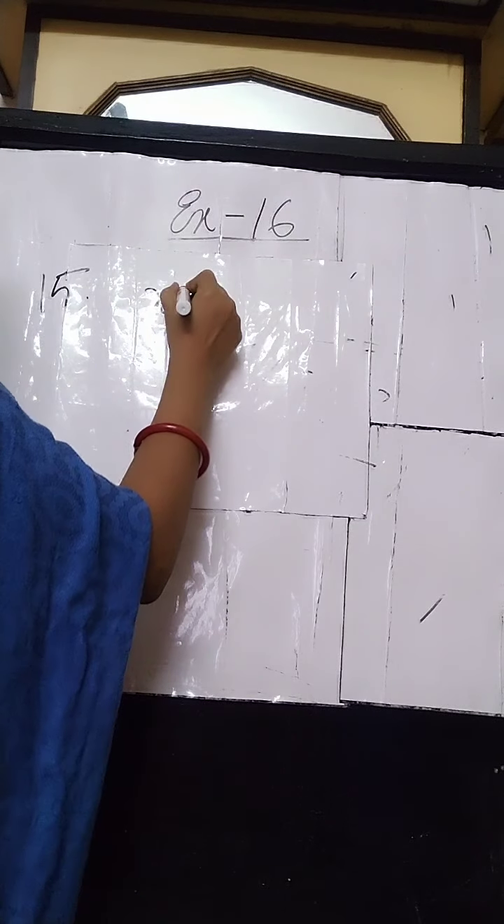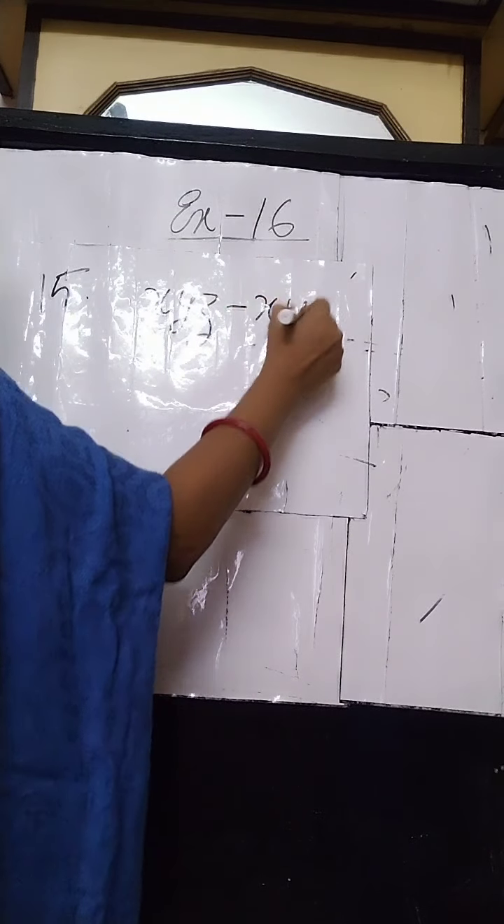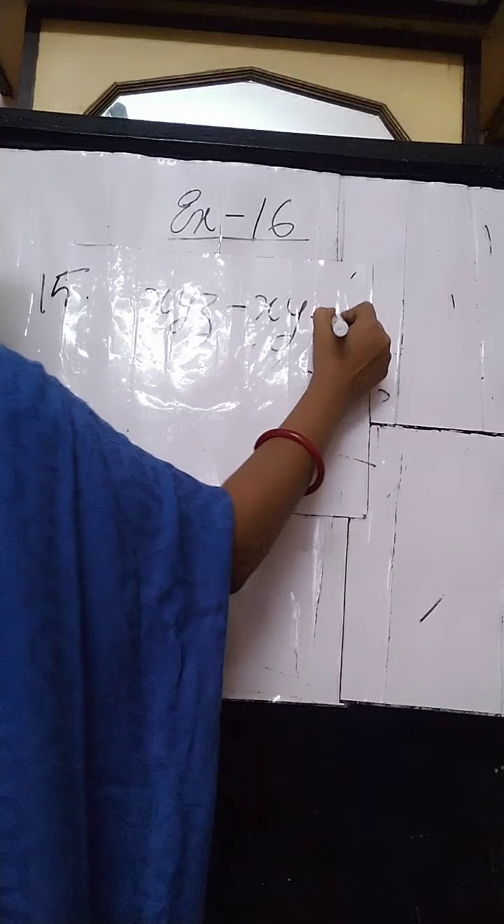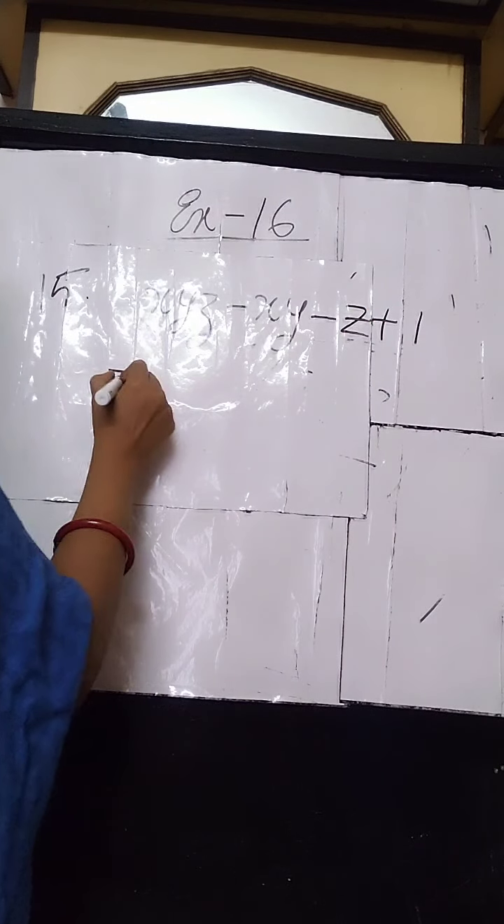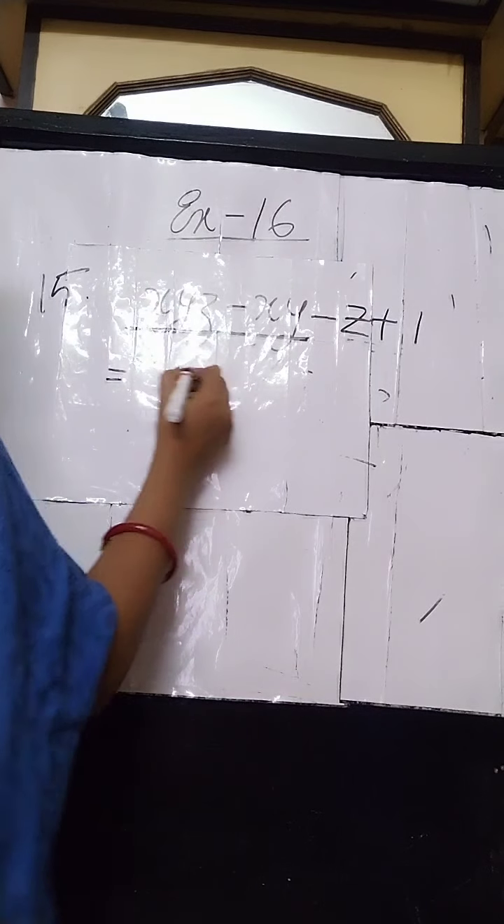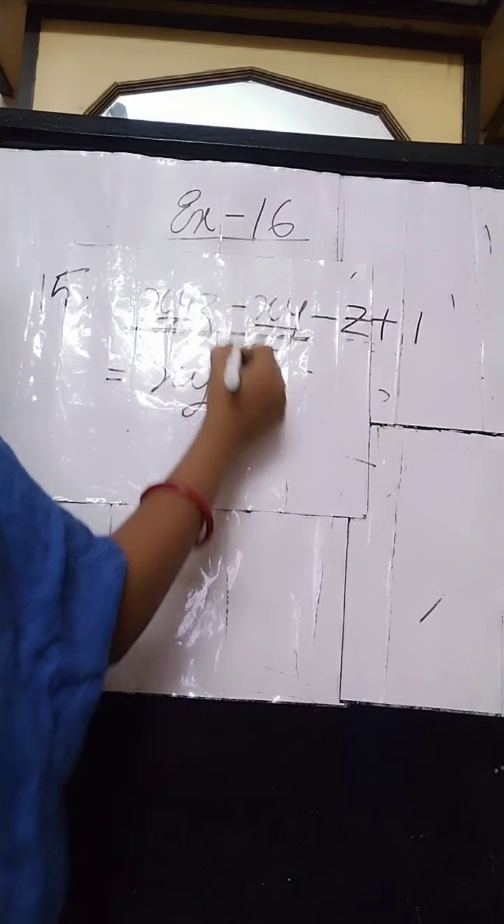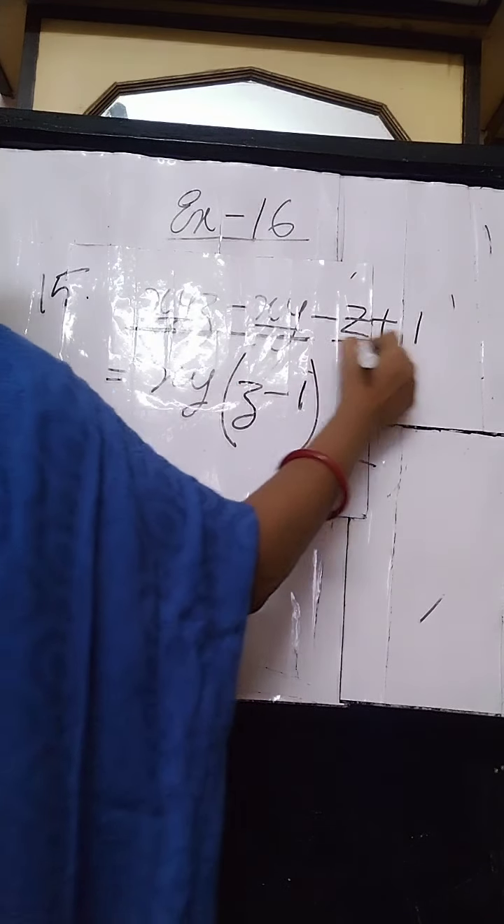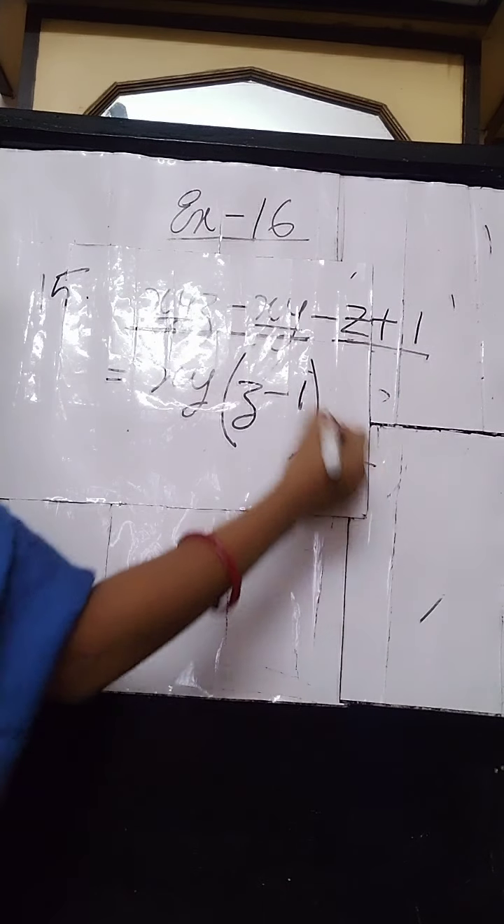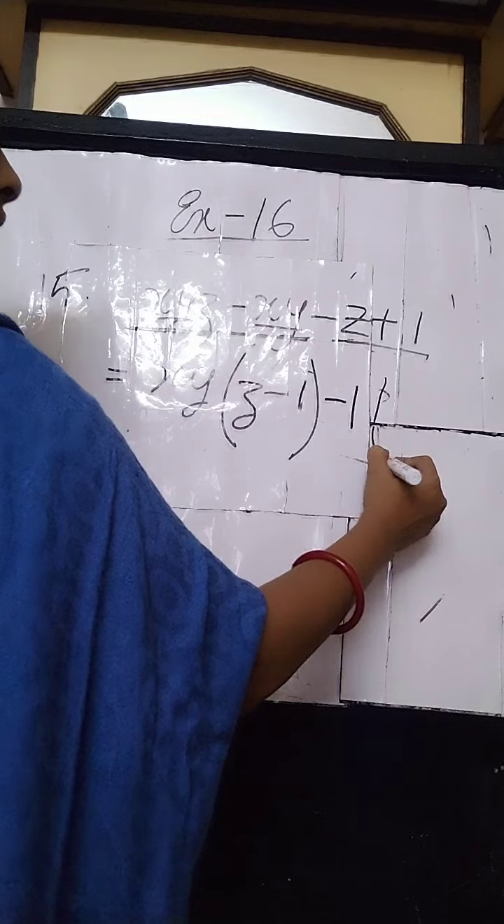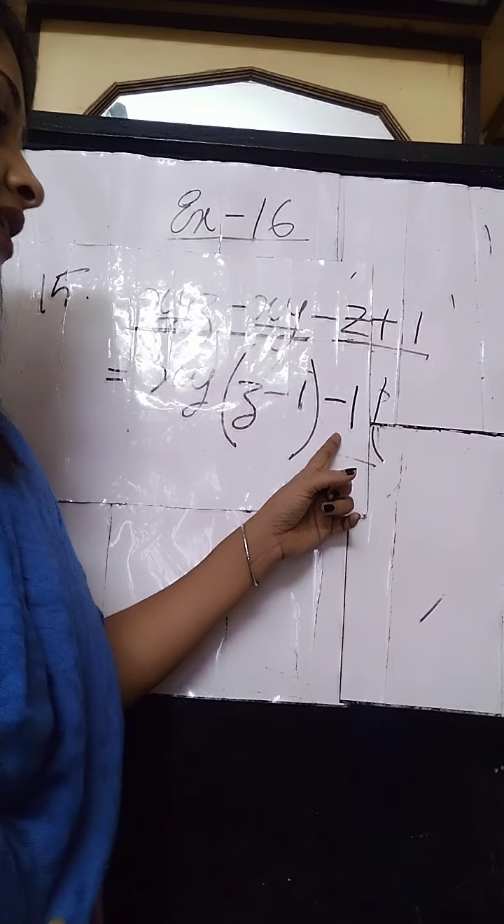Now sum number 15. In sum number 15 it is given xyz minus xy minus z plus 1. You can see in the first two expressions xy is common, xy is present in both. So xy you will take common, remaining will be z minus 1. And in the last two expressions nothing is common as such, so you will take minus 1 as common. Now the question arises, why am I taking minus 1 as common?